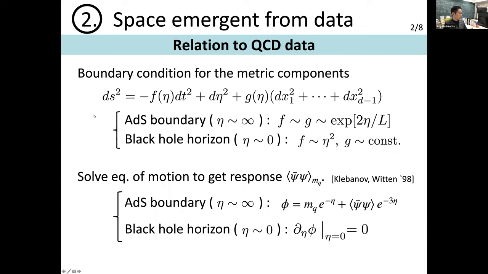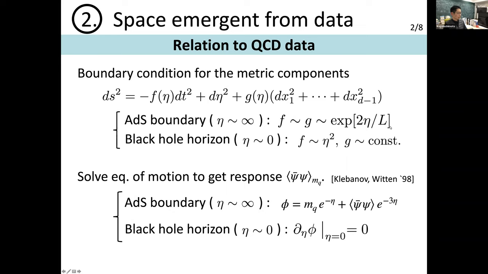First, we prepare a five-dimensional metric, which has an extra dimension eta. F of eta and G of eta are unknown functions, but these need to satisfy the following boundary conditions. First, at the AdS boundary, where eta is infinite, F and G go like a pure AdS metric, where L is the AdS radius. So this is a certain condition.